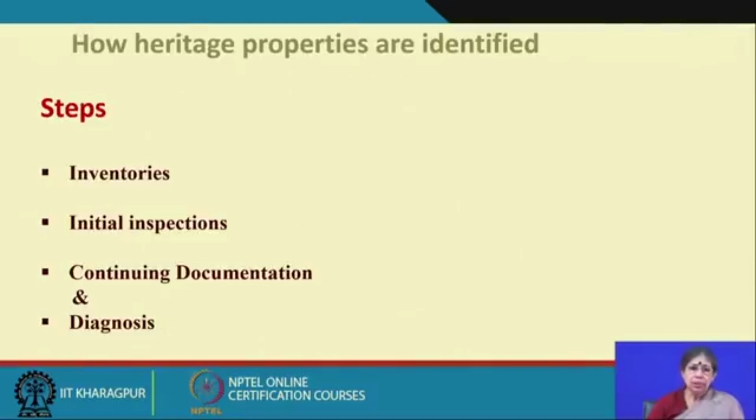Now, what are the steps? One is the inventories, the initial inspection and continuing documentation, because it is a continuing process. Once you start the work, many things can come up. And then the diagnosis. Diagnosis is a very important part, because until we understand the real cause of the damage, we can't suggest the methods to mitigate the damage, or what steps are to be taken.